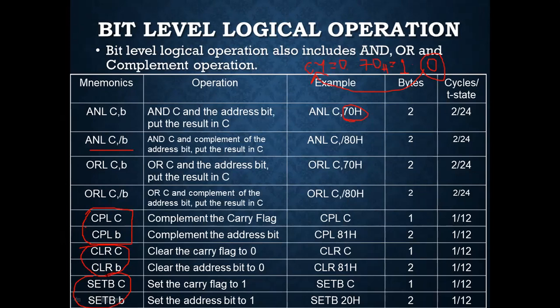You can see that CLR C means clear the carry flag to 0, and CLR B means clear the particular address bit located in the internal RAM area to 0. But in case of SETB C and SETB B, that is set the carry flag to 1, and set the particular address bit in the internal RAM area to 1. Clear or not? Clear.